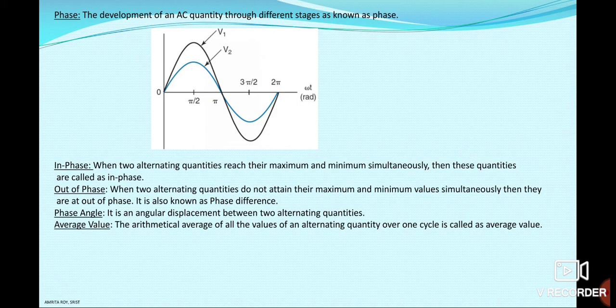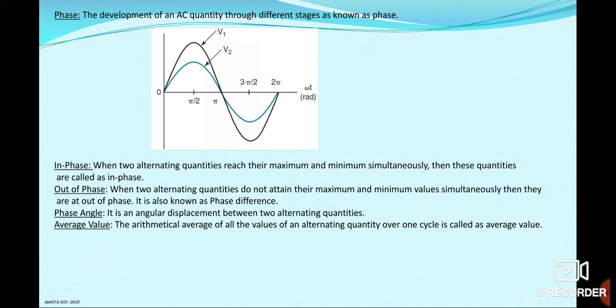So how do we calculate that out of phase? The out of phase is calculated as the origin of the second waveform minus the origin of the first waveform. In this case, if V2 starts from pi by 2 and V1 starts from 0, the phase difference will be pi by 2 minus 0, that is pi by 2 phase angle difference between the two waveforms. That is, it is the angular displacement between two alternating quantities. I have covered both phase angle and out of phase by describing the diagram.